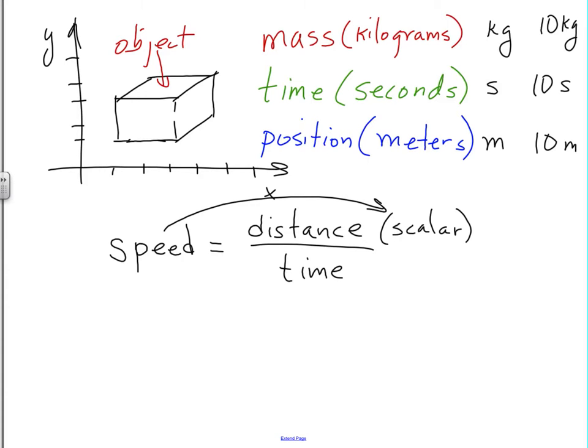Time is a scalar as well. We could argue that, but we're going to consider time to be a scalar, that it's going to move in one direction only. We're not going to go in the past. We're always moving towards the future. Okay? So distance over time is speed.